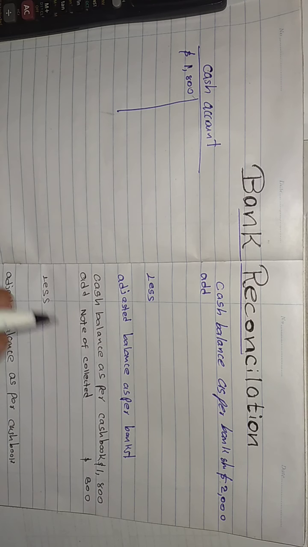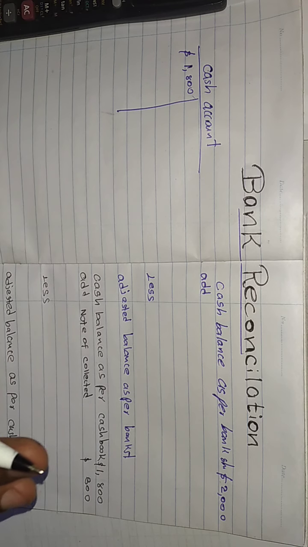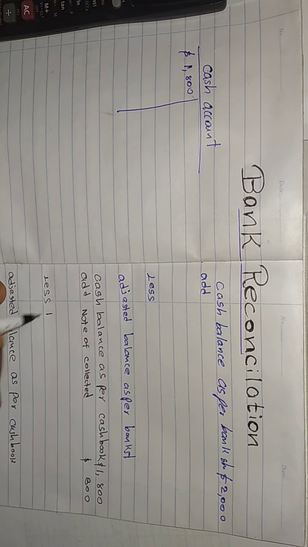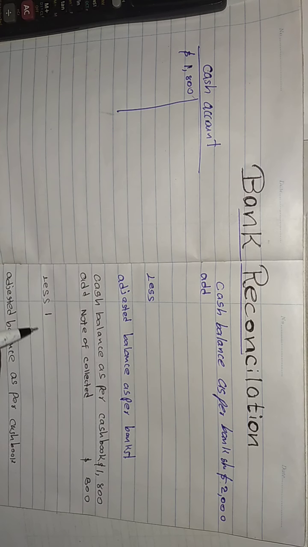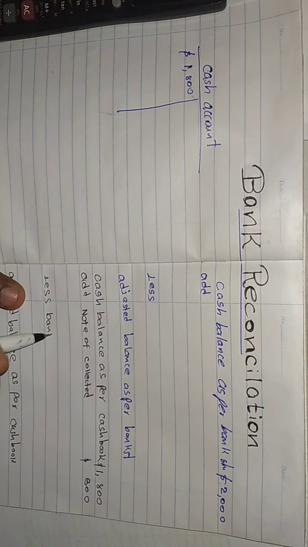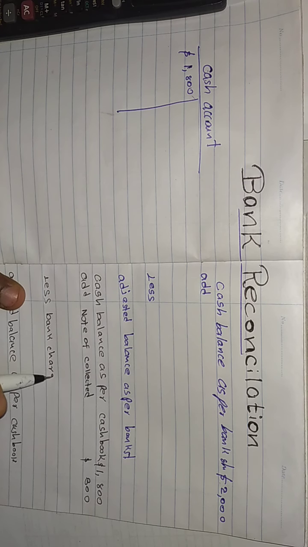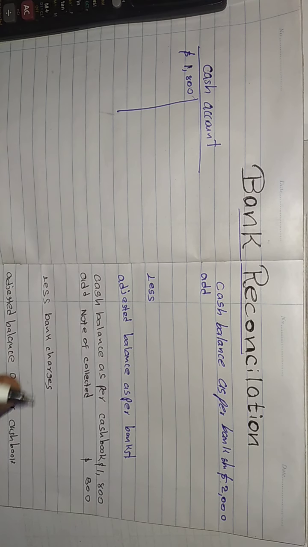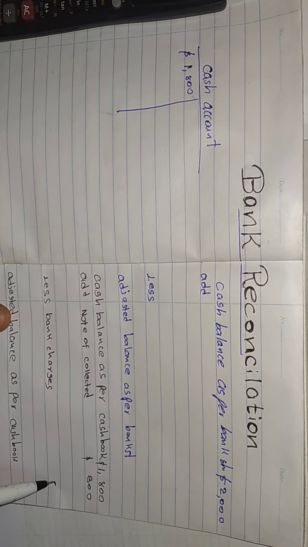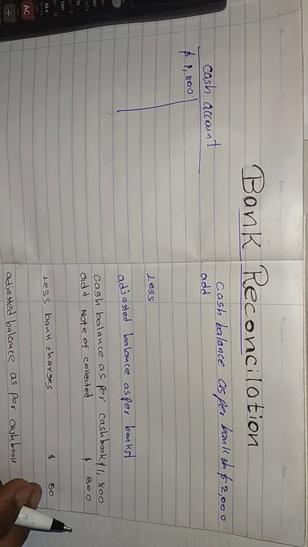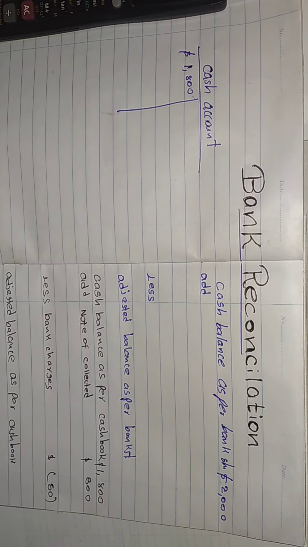The other thing that was on our bank statement were two charges. They charge us and reduce our account. The first thing, the bank charged us for some monthly bank charges. Those monthly bank charges were $50. So this is a little example, okay, and we are going to subtract those out.